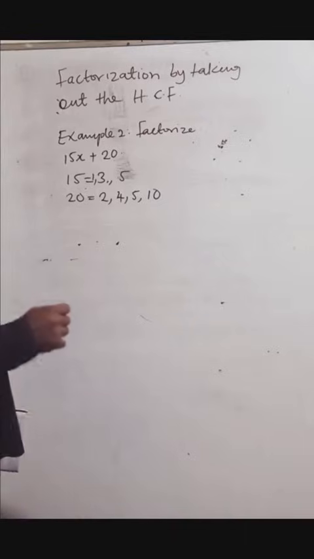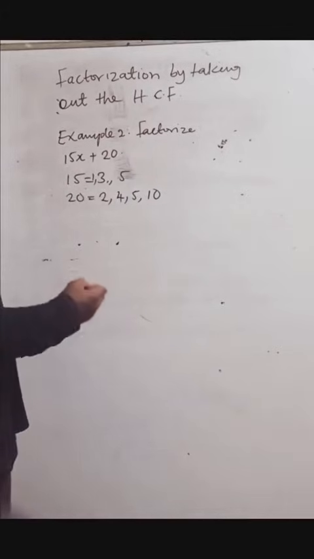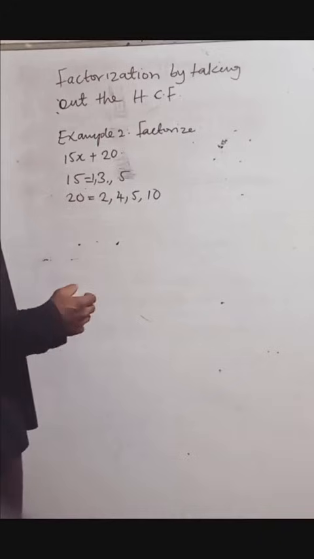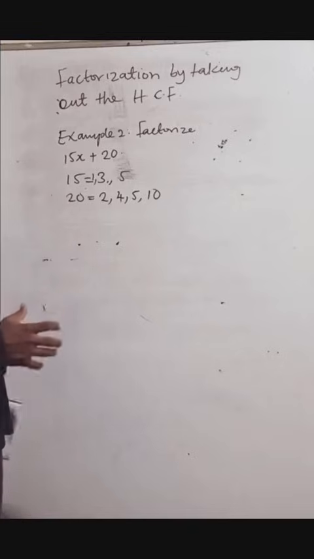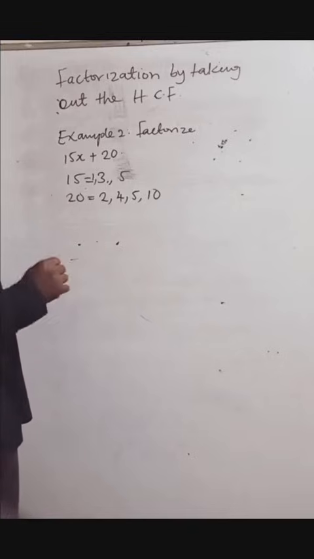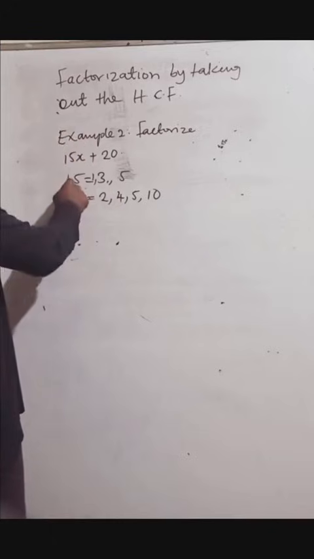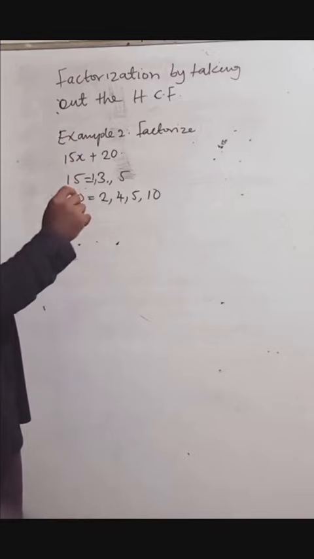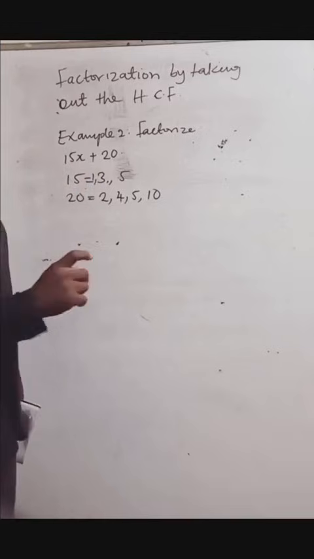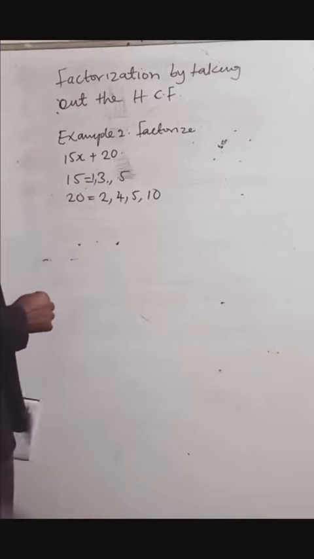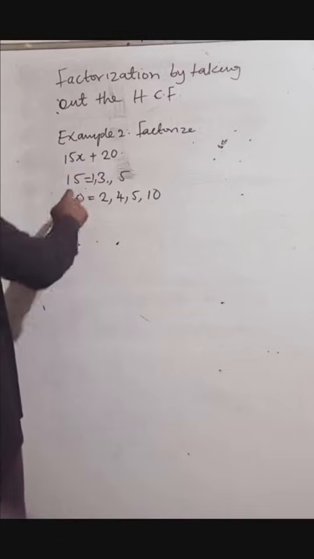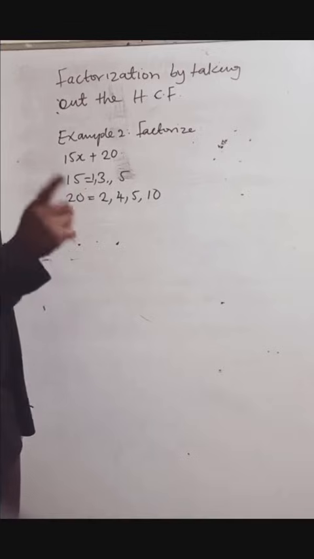So the next thing we are going to do, because we are factorizing by taking out the highest common factor, the HCF, is to consider the factors of 15 and 20. We look at them and then we pick out the number that is common to both 15 and 20. In other words, we pick out the highest number that is common to both 15 and 20. That is what we are looking for.